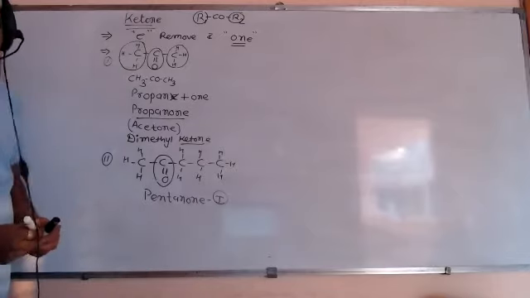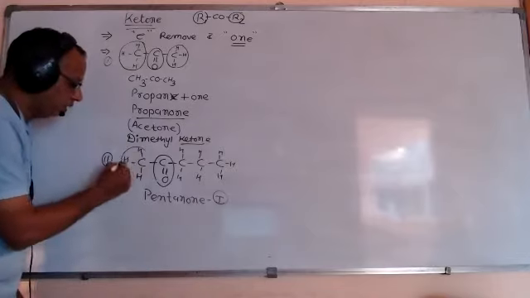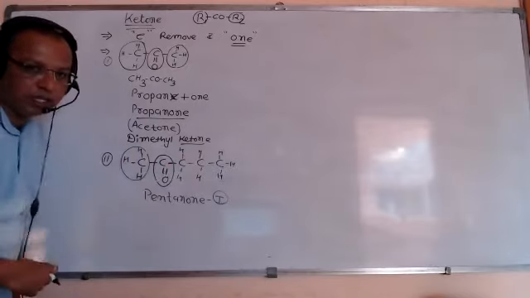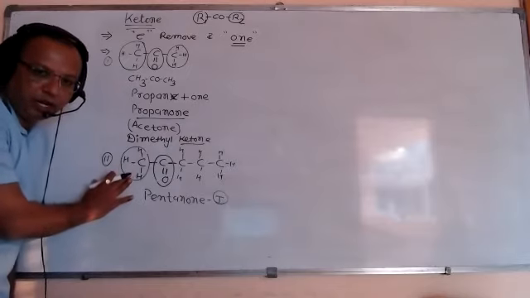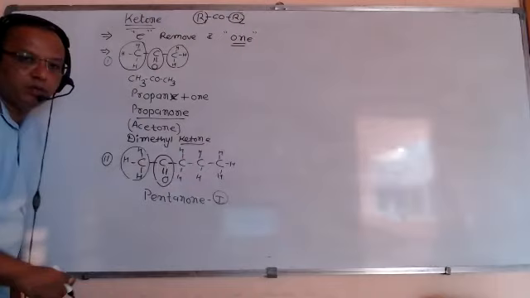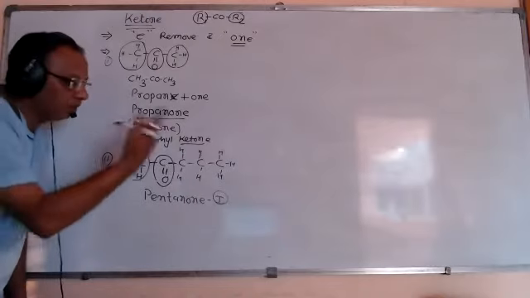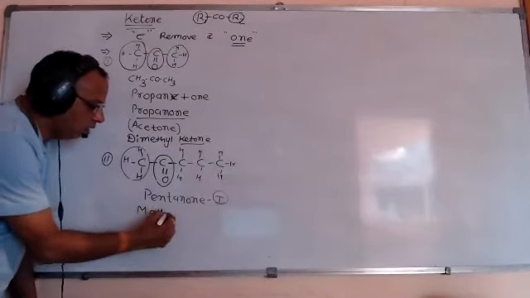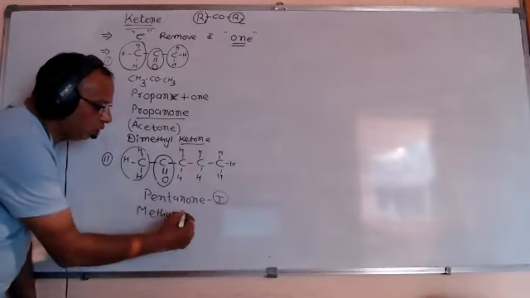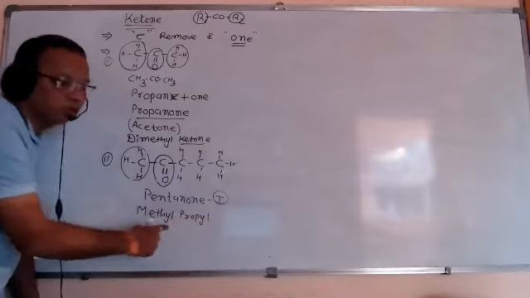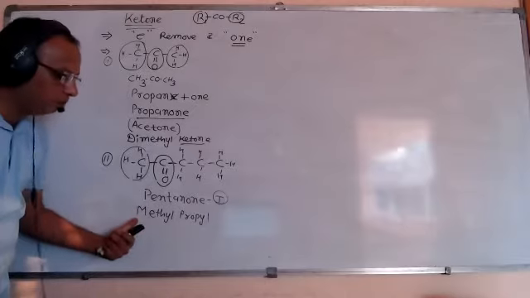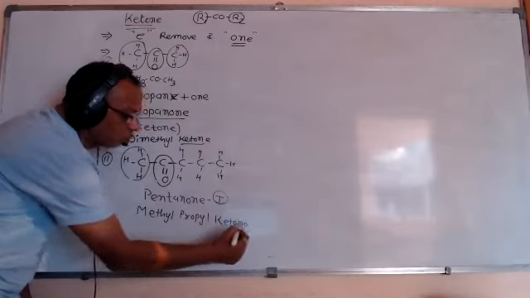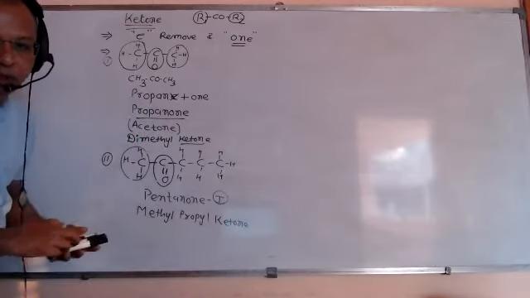And for the common name, you can see there are 5 carbons, with 1 carbon on the left side and 3 carbons on the right side. 1 carbon is called methyl, and 3 carbons are called propyl. Here you should follow alphabetical order: M comes first, P comes later. And for CO, it is ketone. So the name is methyl propyl ketone.